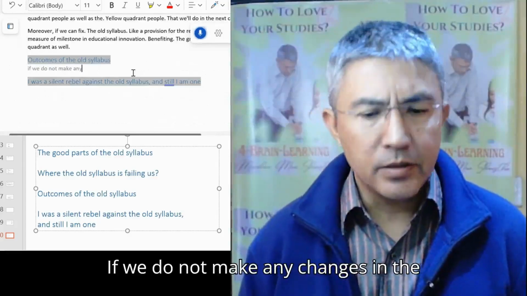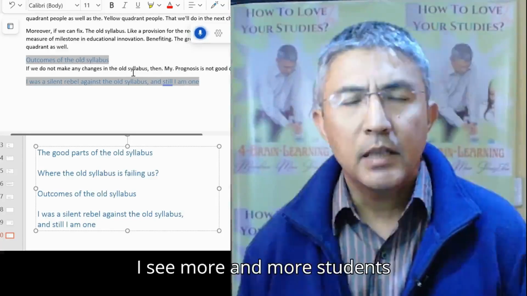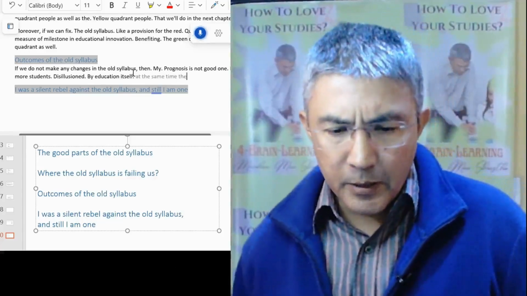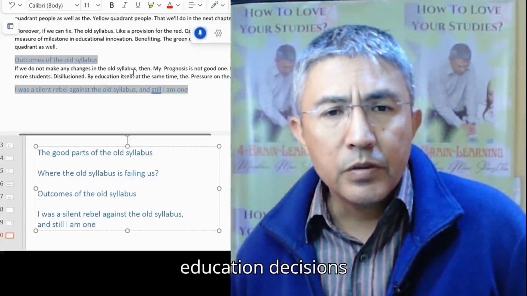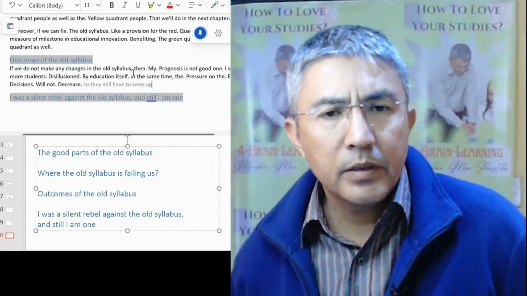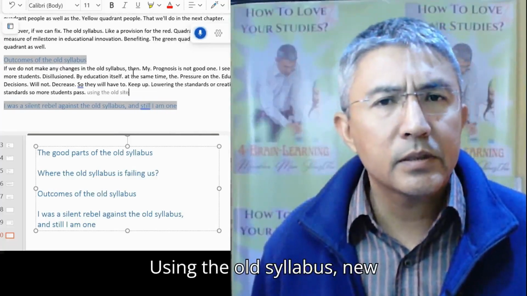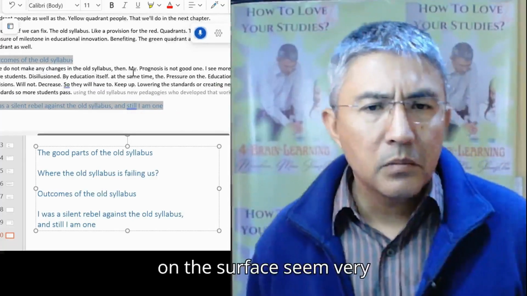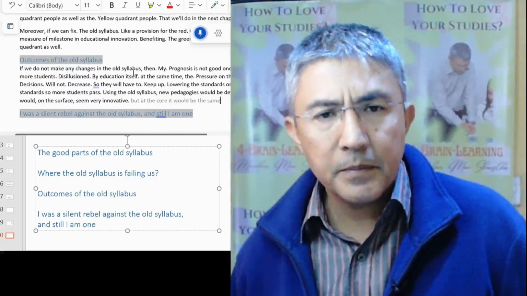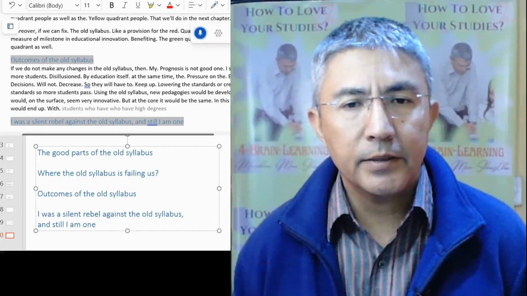If we do not make any changes in the old syllabus, then my prognosis is not a good one. I see more and more students disillusioned by education itself. At the same time, the pressure on the education institutions will not decrease. So they will have to keep lowering the standards or creating new standards so more students pass. Using the old syllabus, new pedagogies will be developed that would, on the surface, seem very innovative, but at the core, it would be the same. In this way, we would end up with students with high degrees but with no skills.